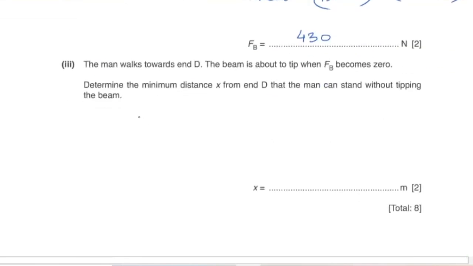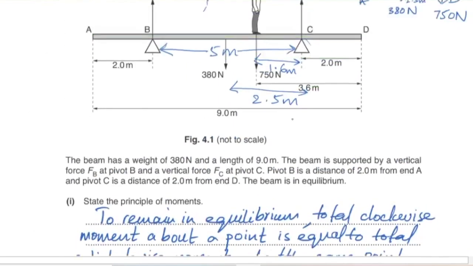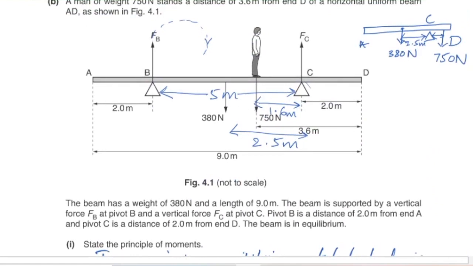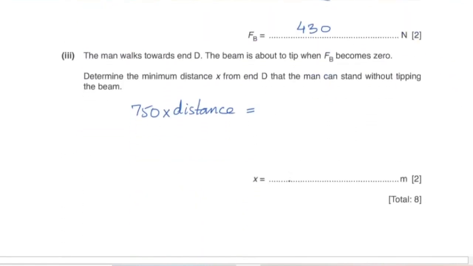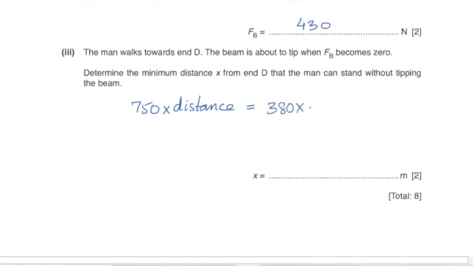So now the rule is that total clockwise moment about point C should be equal to total anti-clockwise moment about the same point, which is C. So 750, which is the weight of that person, into the distance between that man and the pivot point C, should be equal to the moment due to 380 newtons, the weight of the beam. So 380 into 2.5. This is equal to 1.267 meters.